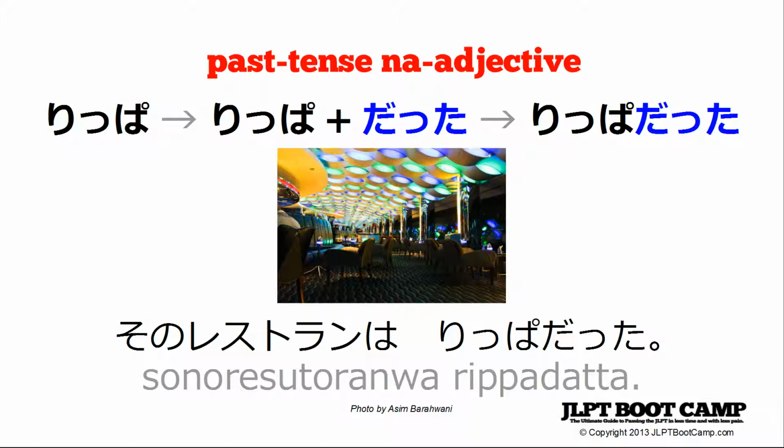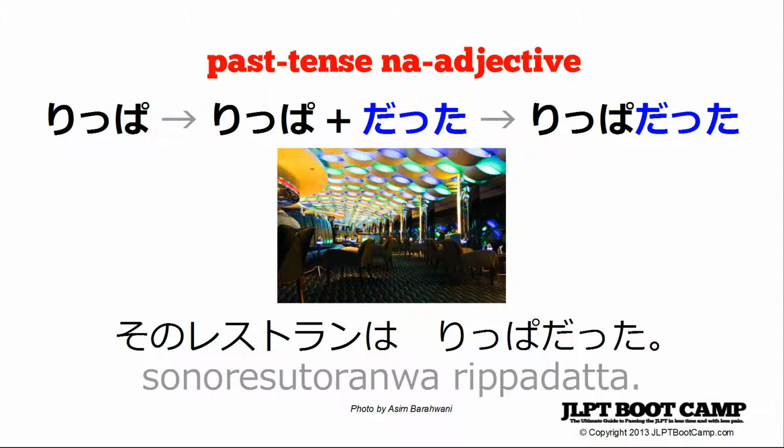Basically, just take a na adjective and add datta to the end of it. So you can think of it as na adjectives like to hang out with their dattas and daughters in the past. So they were good friends, the na adjectives and their daughters in the past. Now, not so much. Just a little small mnemonic that helps me.